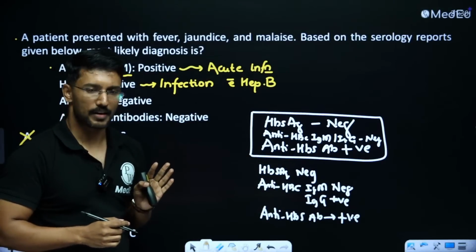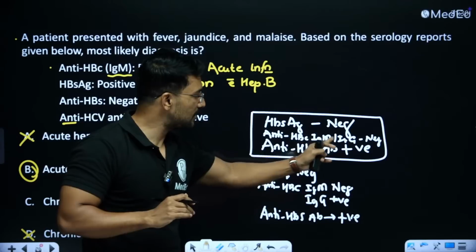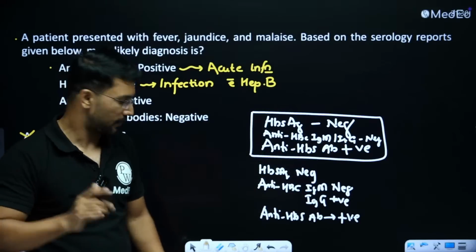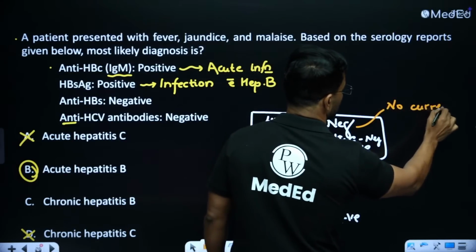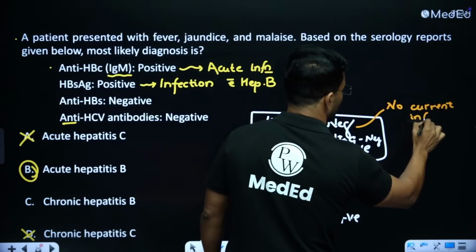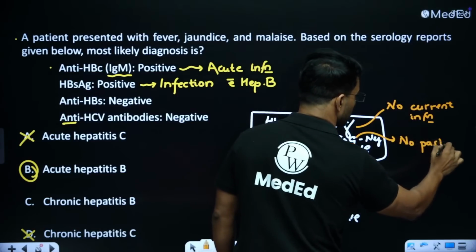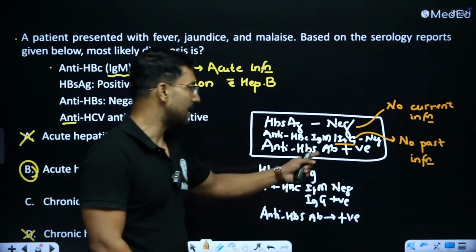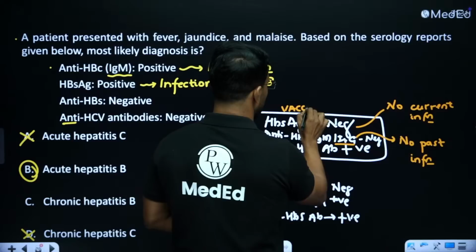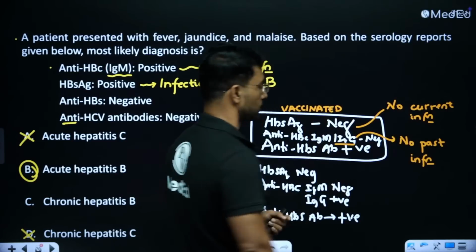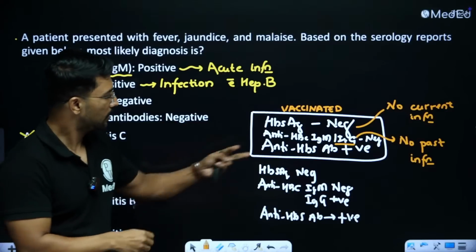Yeah, HBsAg is negative. That means currently there is no infection present. Whether he had a past infection or not, that anti-HBc IgG will tell. If IgG was positive, he would have had past infection. So when I see HBsAg negative, that means there is no current infection. And when I see that IgG is negative, that means there is no past infection either. But still anti-HBs antibody is positive. So what does that mean? That means this patient is vaccinated. So this anti-HBs is because of the vaccination. In fact, in the vaccine, what do we give? We give the surface antigen only. So in the vaccine, we receive surface antigen, body produces antibodies against surface antigen, which is detectable here.